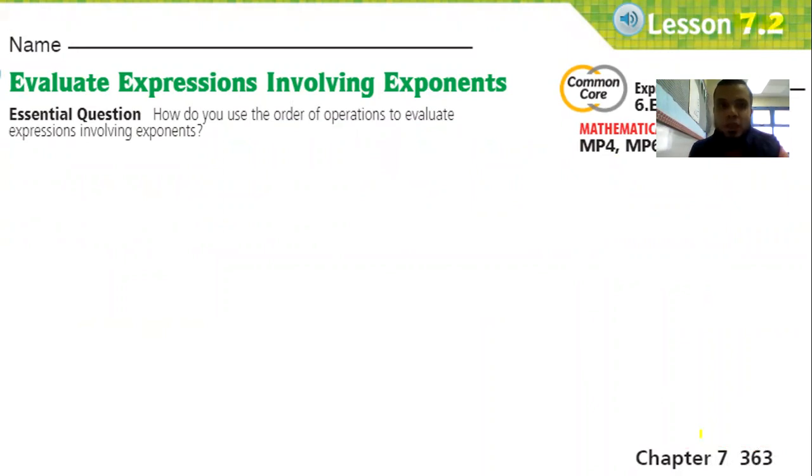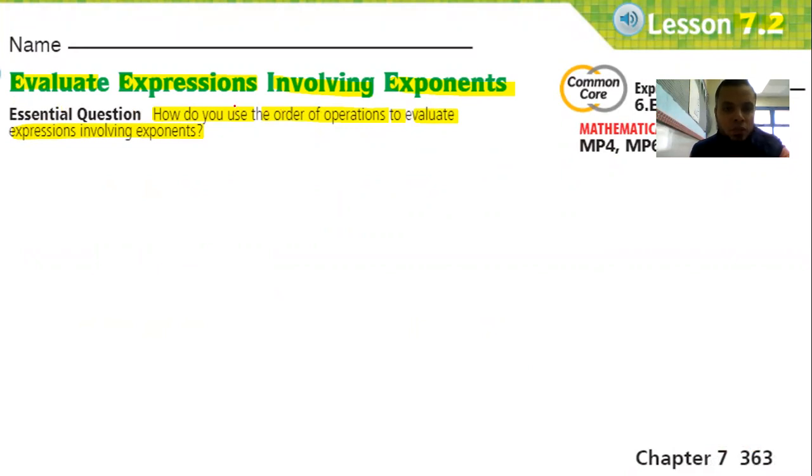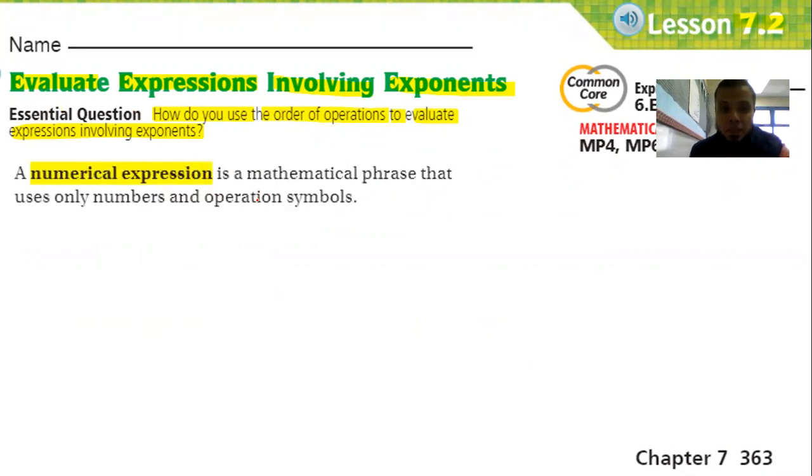We are in lesson 7.2. As you see, the title is Evaluate Expressions Involving Exponents. So in today's lesson, we're going to talk about how to use the order of operations to evaluate expressions involving exponents. What is the meaning of evaluate? What is the meaning of expression? These questions are in my mind. So let us understand step by step.